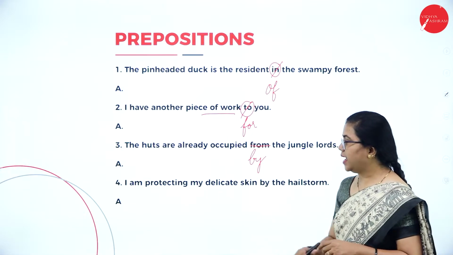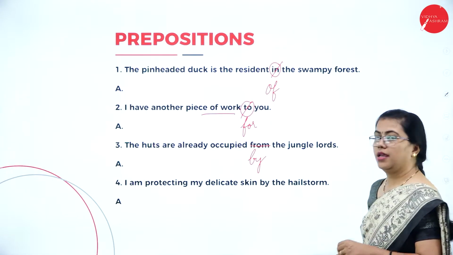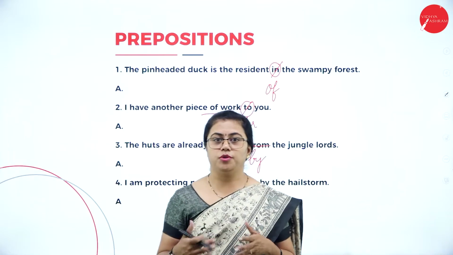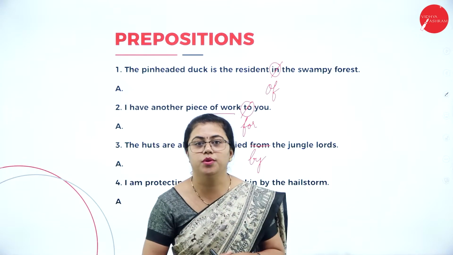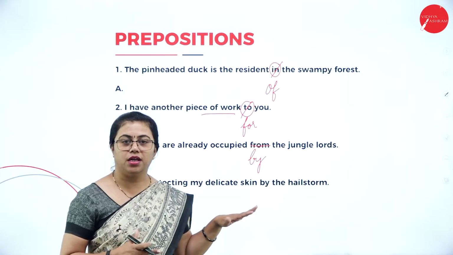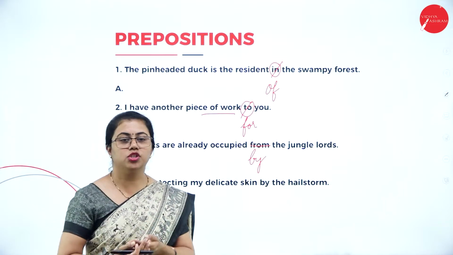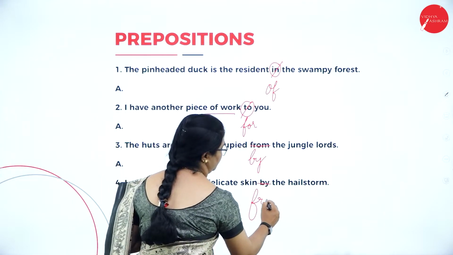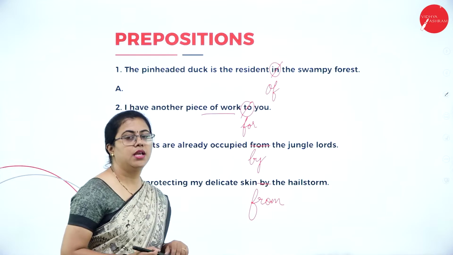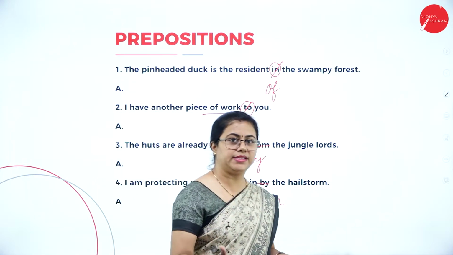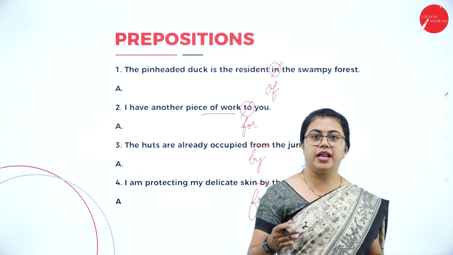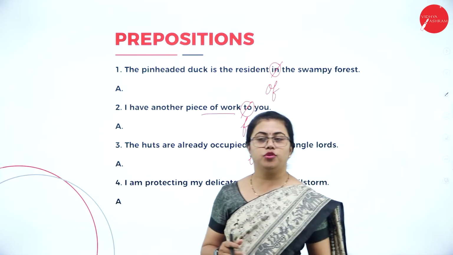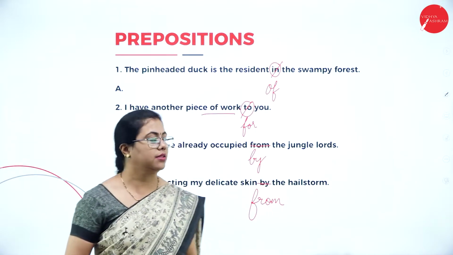Okay, next sentence: I am protecting my delicate skin by the hailstorm. Hailstorm, you know, right? Alikallu they say in Kannada, so that one. So you are protecting something, and when you are protecting something, you use from. Here you ought to use from. By means it is already present there, but the hailstorm is arriving and you're protecting yourself from that. So this way you have to use a proper preposition in these sentences.